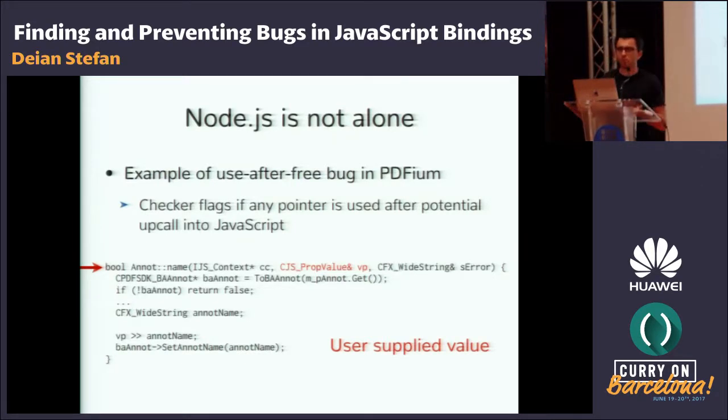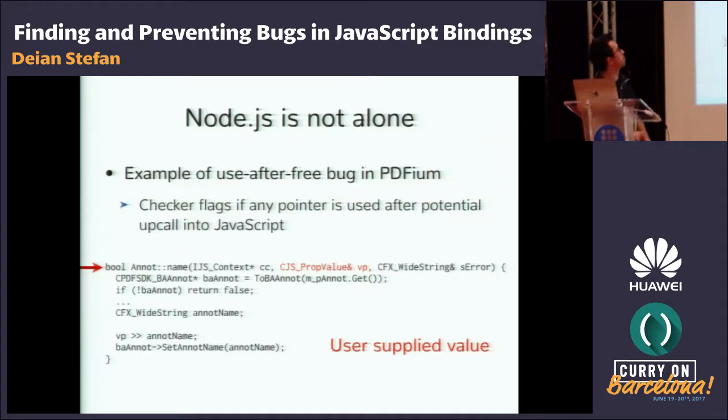But Node is not the only one that's doing the wrong thing here. PDFium is another example that has a bunch of bugs that we've managed to flag. And here's one example of a use after free in PDFium. Now, what the checker does for PDFium is it flags any pointer that, say, was allocated in a function, or is pointing to an object in a function that lives in JavaScript land, and then after that you have a call into JavaScript that might have actually freed that pointer, and then this pointer is used again.